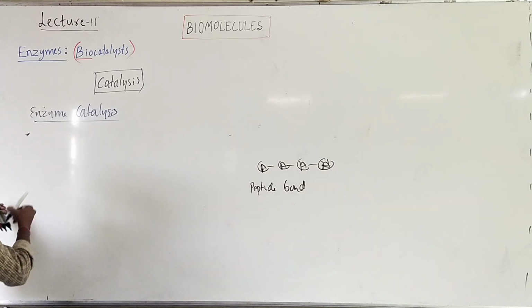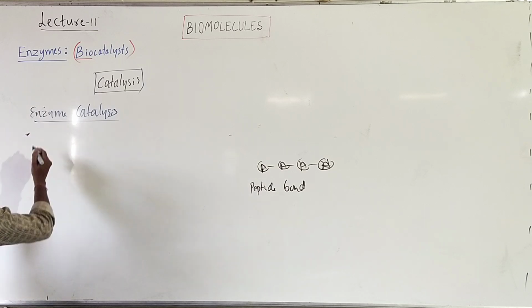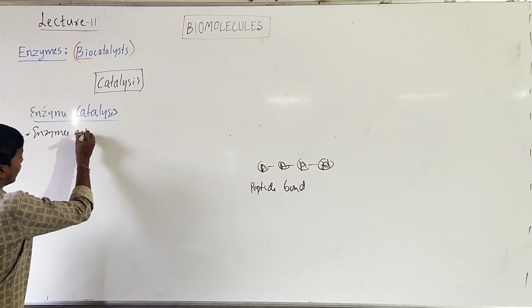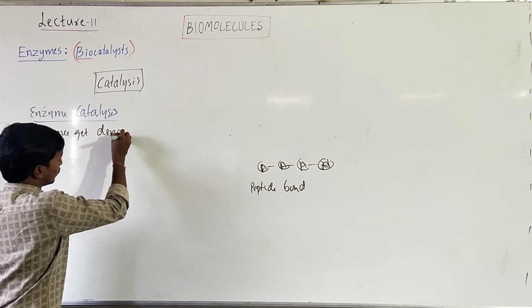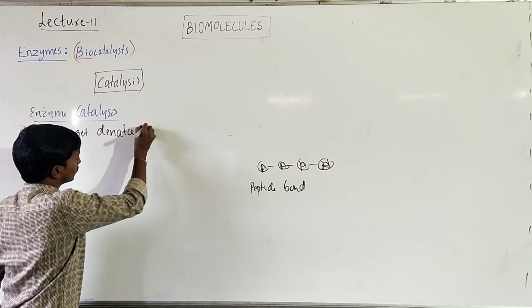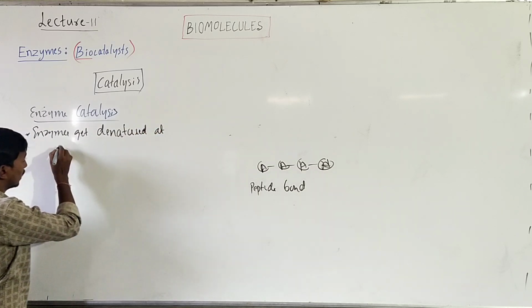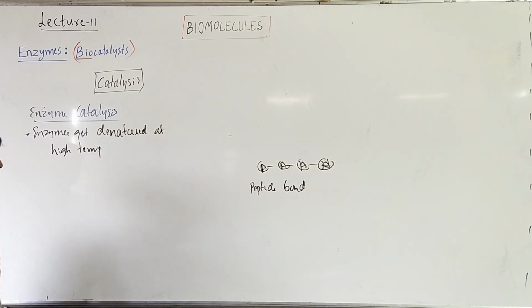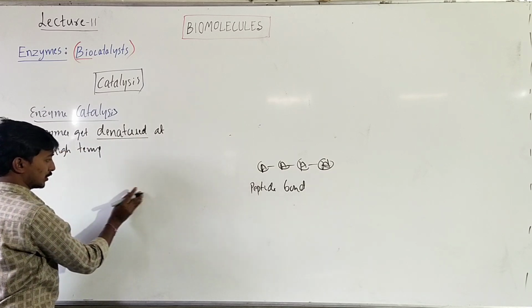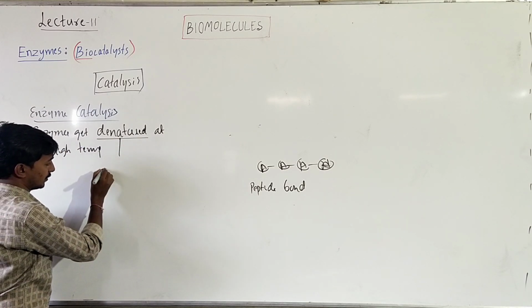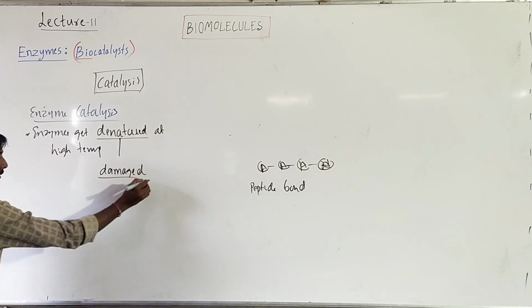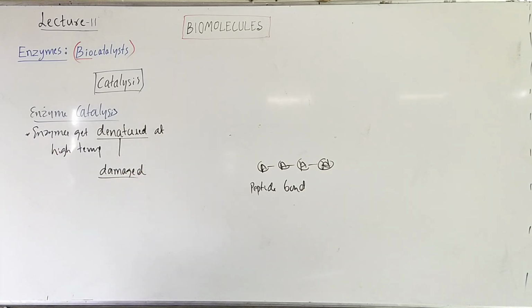So enzymes get denatured at high temperature. Denatured means denaturation, or they get damaged. They get damaged at high temperature.